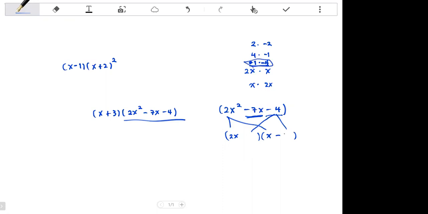Because if we write negative 4 here and 1 here, negative 4 multiplied by 2x is going to be negative 8x, and 1 times x is going to be positive x, leaving negative 7x. So we can factor it into these 2 binomials. So the answer should be this. Does this make sense?